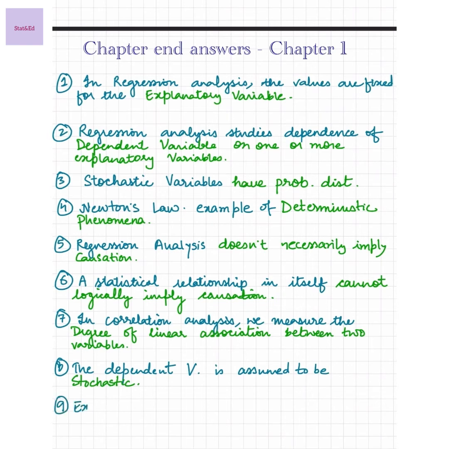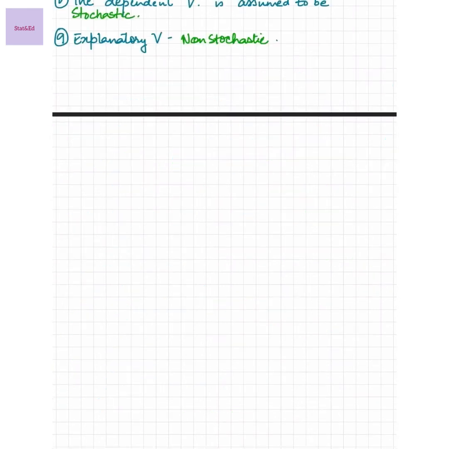Question number 9th, the explanatory variables in regression analysis are assumed to be known values. 10th, in correlation analysis, the dependent and explanatory variables are treated symmetrically. In regression analysis, the dependent and explanatory variables are not treated symmetrically.